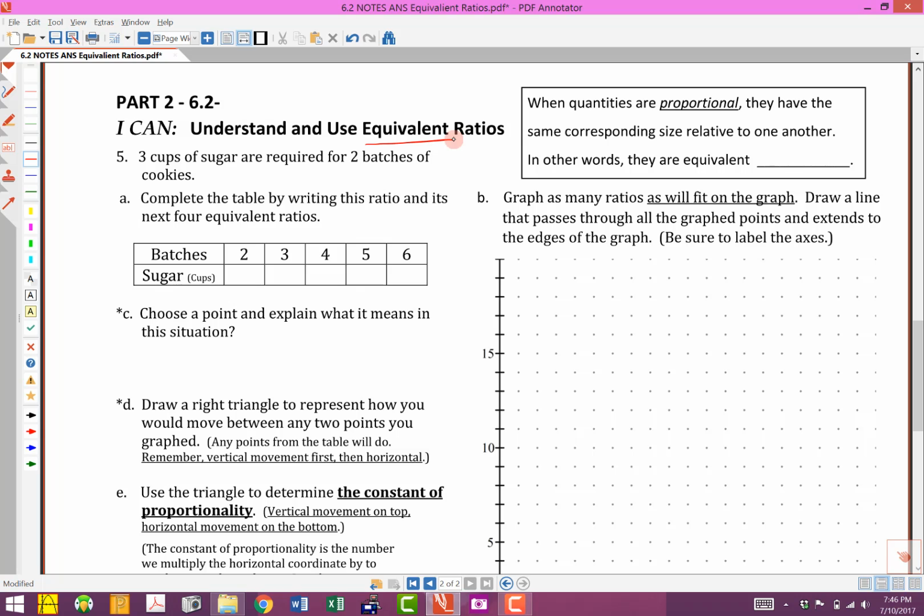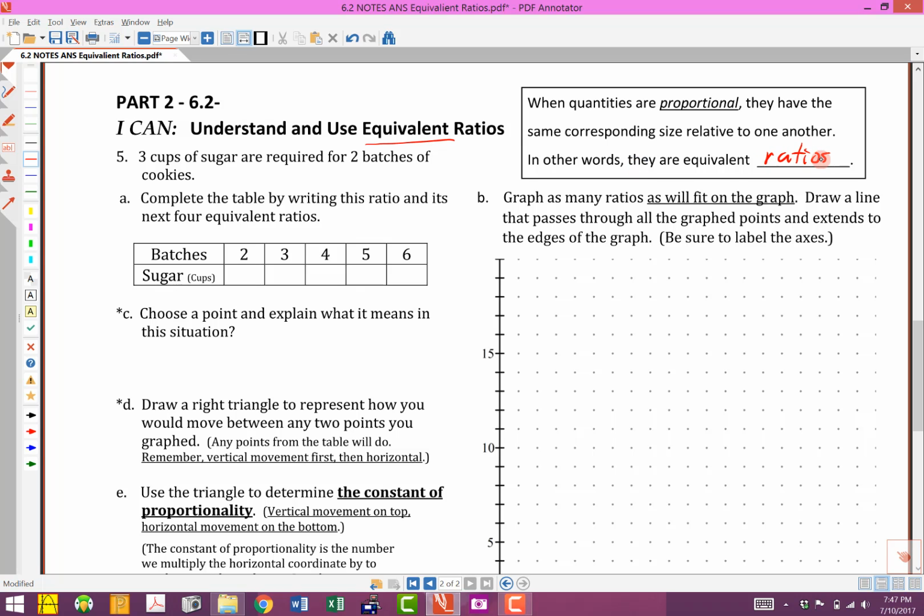And I want to point out this word. When quantities are proportional, they have the same corresponding size relative to one another. So as one gets big, the other one gets big. As one gets small, the other one gets small. And they do that so that they're relatively the same size. And that's kind of a complicated concept to figure out, but we're going to work more on this. But we are going to use the word proportional. But we're going to kind of summarize this by saying, well, if they're the same size corresponding to each other, we could reduce them and they would make equivalent ratios.